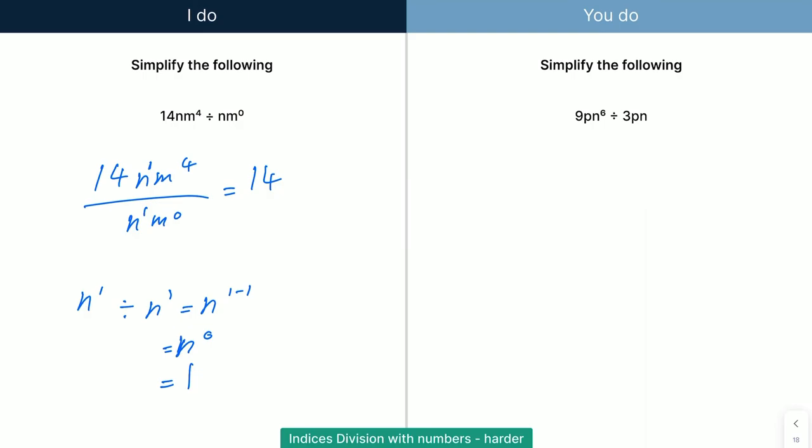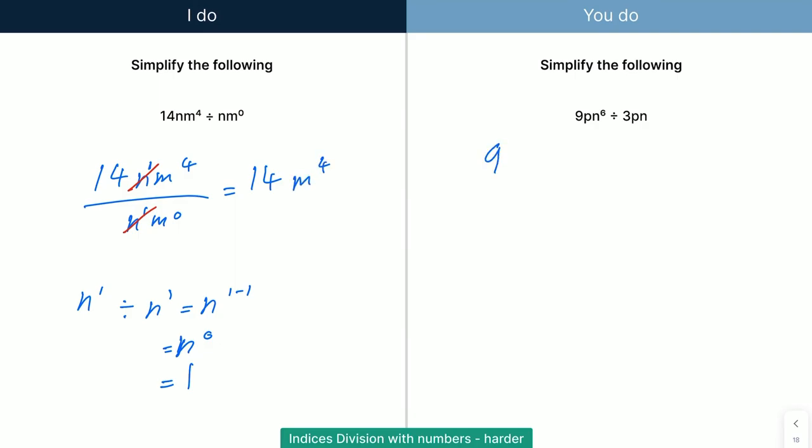So here, the n's just cancel out basically, so we can just ignore them. We can almost just say, well, that and that just cancel out with each other because there's 1 at the top, 1 at the bottom. Now with the final one, we have m at the top and m to the power of 0 at the bottom, so we can just do 4 take away 0, which is just 4. And that is our answer there.